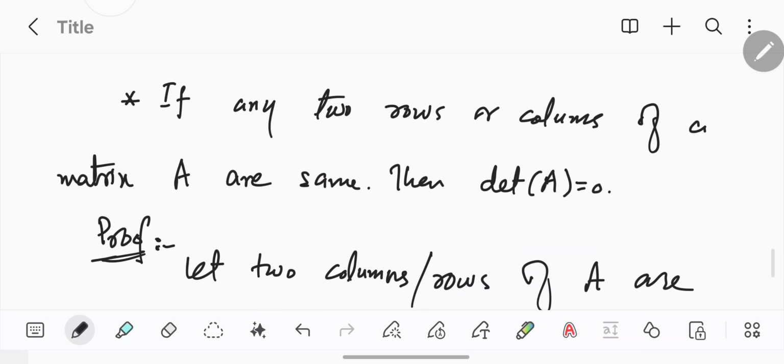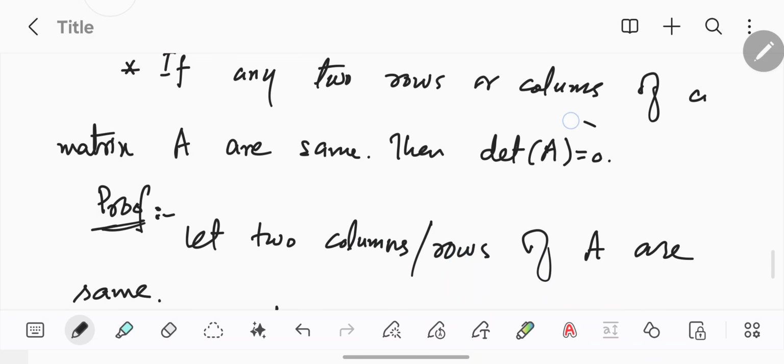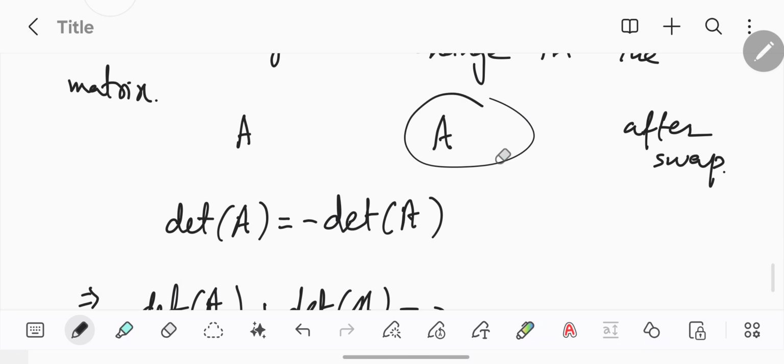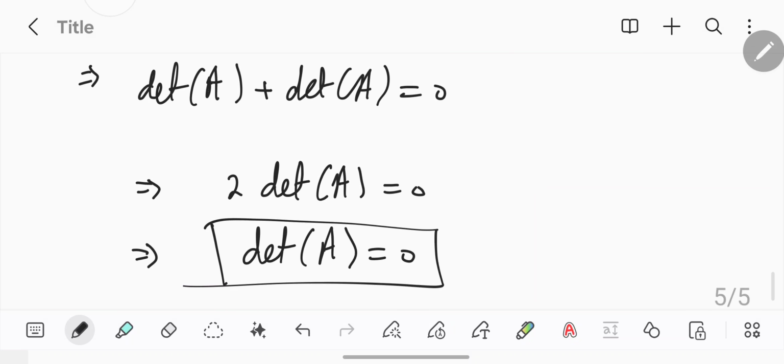Okay, what was our claim? Our claim was if any two rows or any two columns of a matrix A are the same, then its determinant is 0. So I have proved that if any two rows or columns are the same, then the determinant is 0.